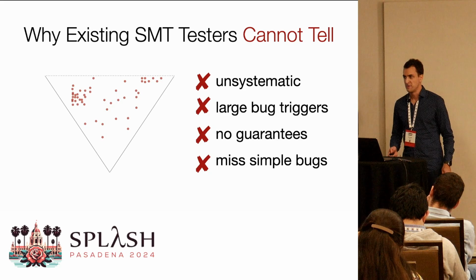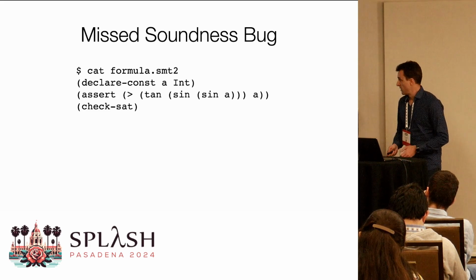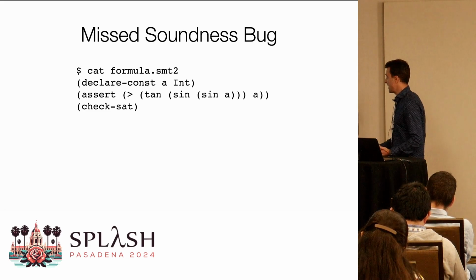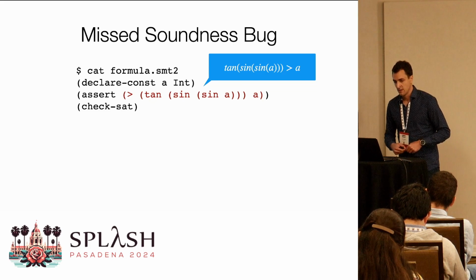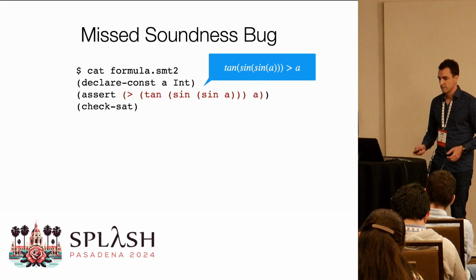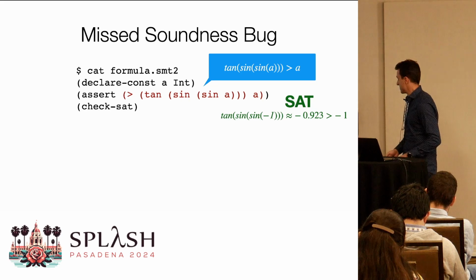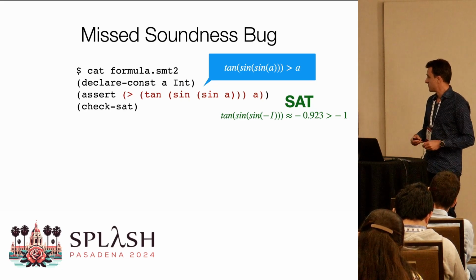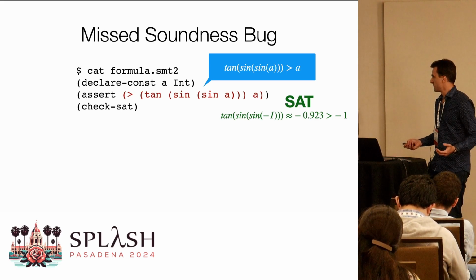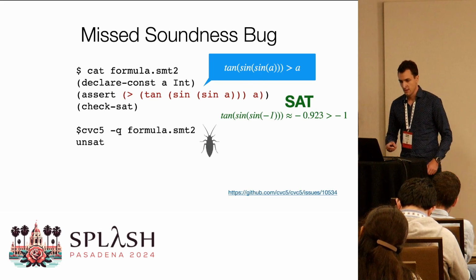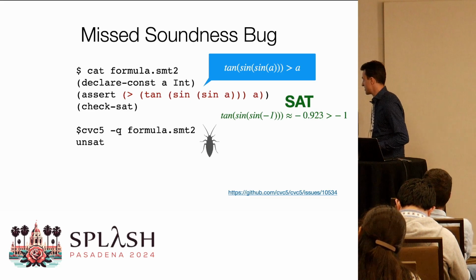And they miss simple bugs, such as this one, for example. The formula we see here has just a single variable a and implements a very simple trigonometric equation, tangent of double the sine of a. If we plug in -1 for a, we get a value of roughly -0.9, which is greater than -1. So this formula should be satisfiable. But if we give this formula to CVC4, the solver will return unsat, which indicates a critical soundness bug.